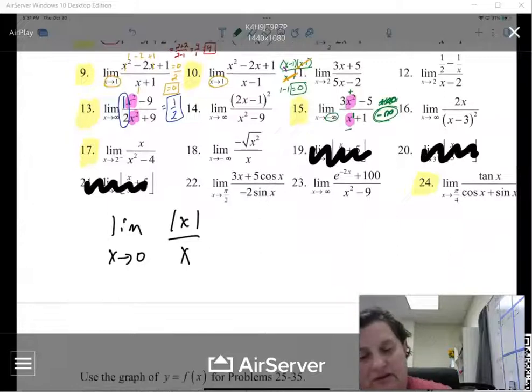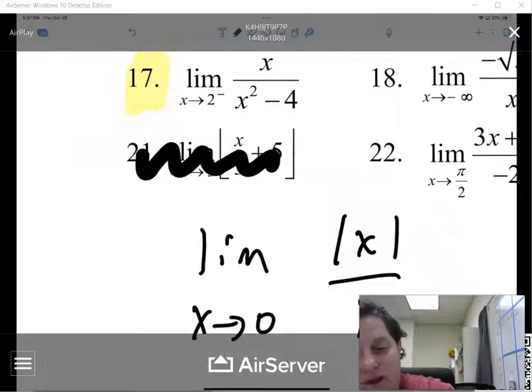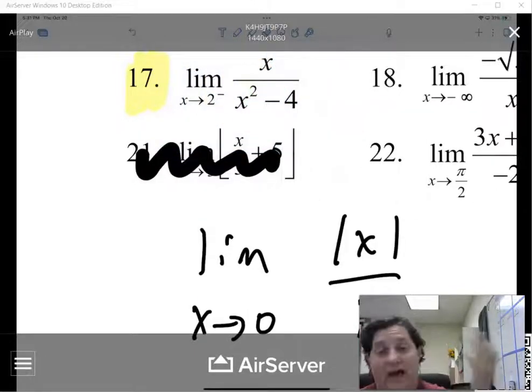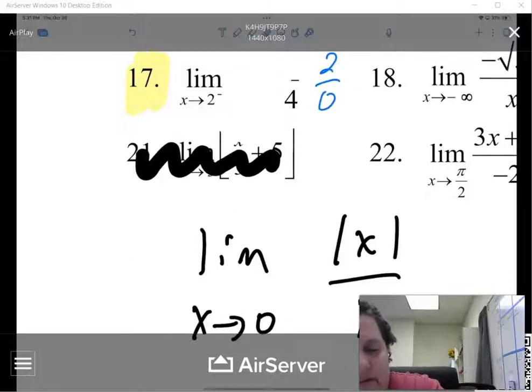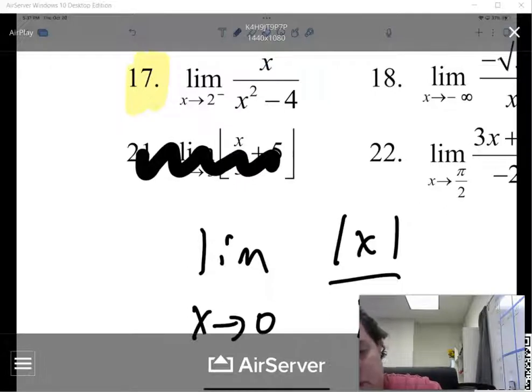16. Okay, let's take a look at 17. Now, when I plug in 2, for right now, don't really worry about this minus thing. That only matters with asymptotes. So let's see if it even matters or not. When I plug in 2, I get 2 over 0. So sure enough, this is an asymptote, okay? This is an asymptote problem.